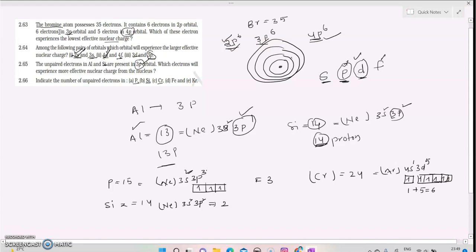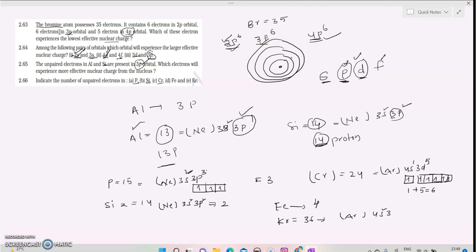6. Similarly, for iron, if you write the electronic configuration of iron, you will get 4 unpaired electrons. If you go for krypton, atomic number is 36. Its electronic configuration is argon 4s2 3d10 4p6. Here unpaired electrons are not there. All are paired electrons. So here the answer is 0, nil. Thank you.